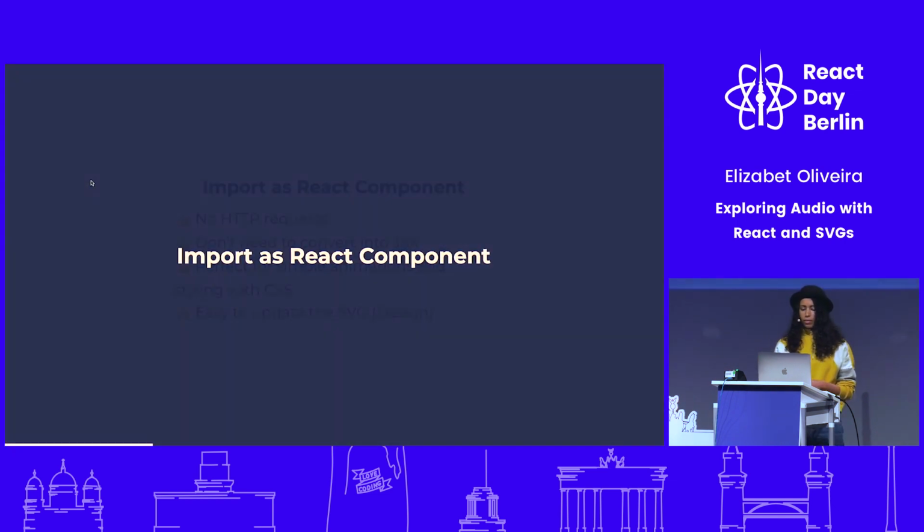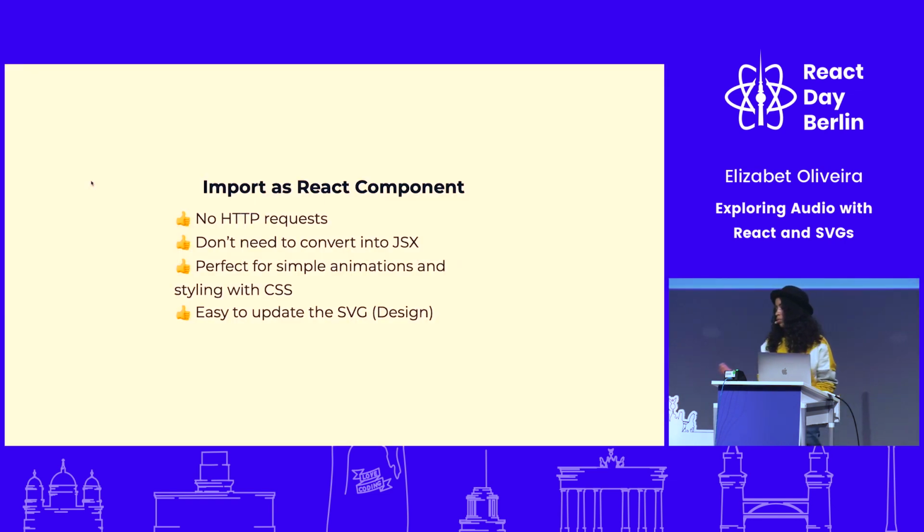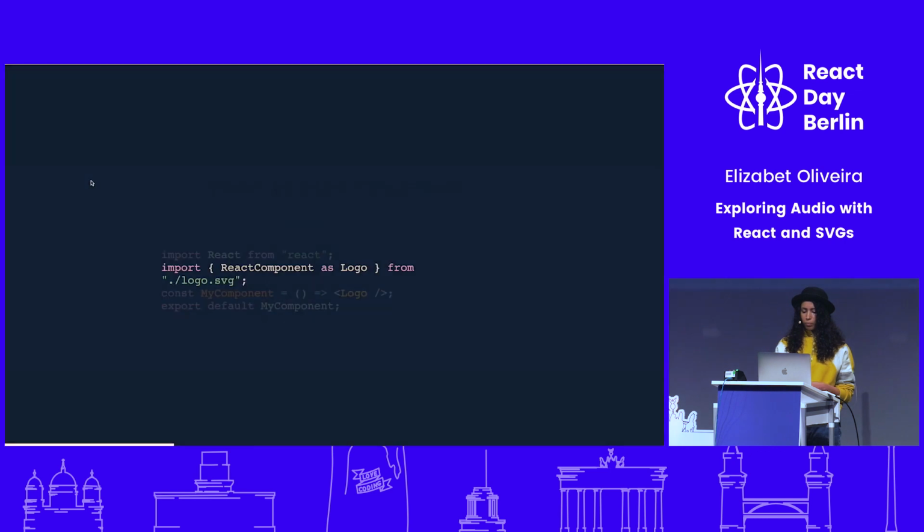So the first method, you won't have HTTP requests because the code will be inline. The good thing is you don't need to convert into JSX. It will be perfect for simple animations and to style with CSS. And also for the design part, imagine that you have a big illustration and then you need to replace the file. You just replace the file and that's it.